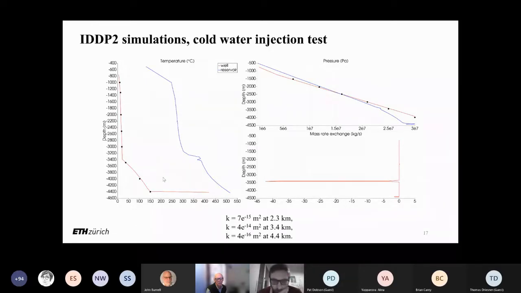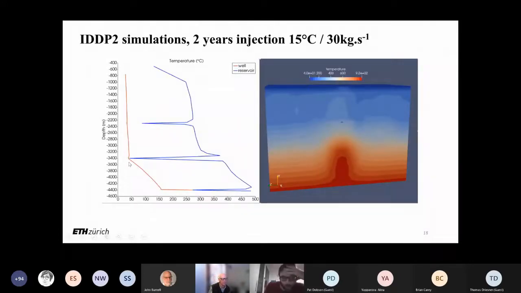And I think what you can remember from this is that you have a very dominant feed zone just at 3.4 kilometers. Then what happened with this well is that following drilling, there was 2 years of injection of cold water. And so I first modeled this part, using the permeabilities of the feed zones determined earlier. I modeled the injection of cold water for 2 years.